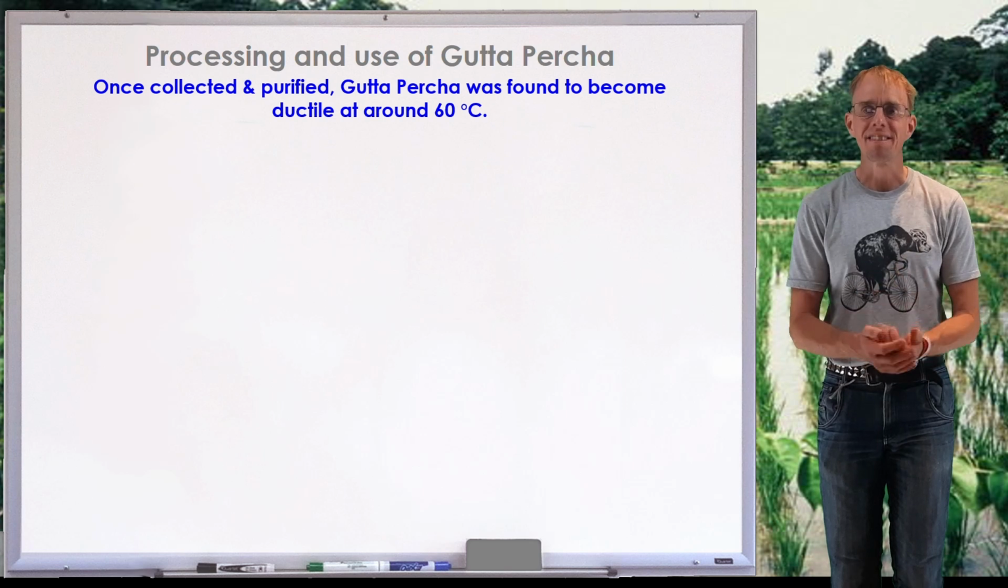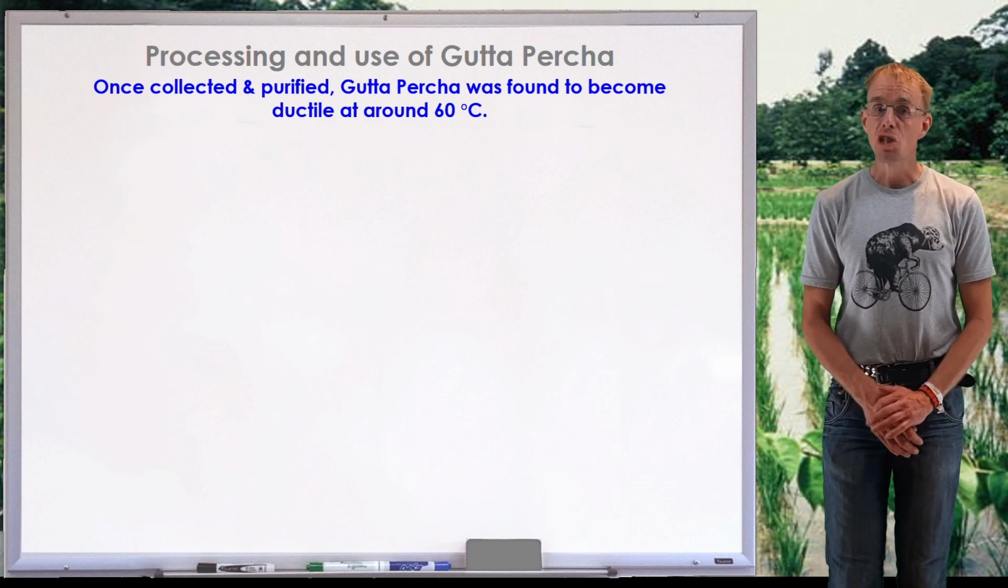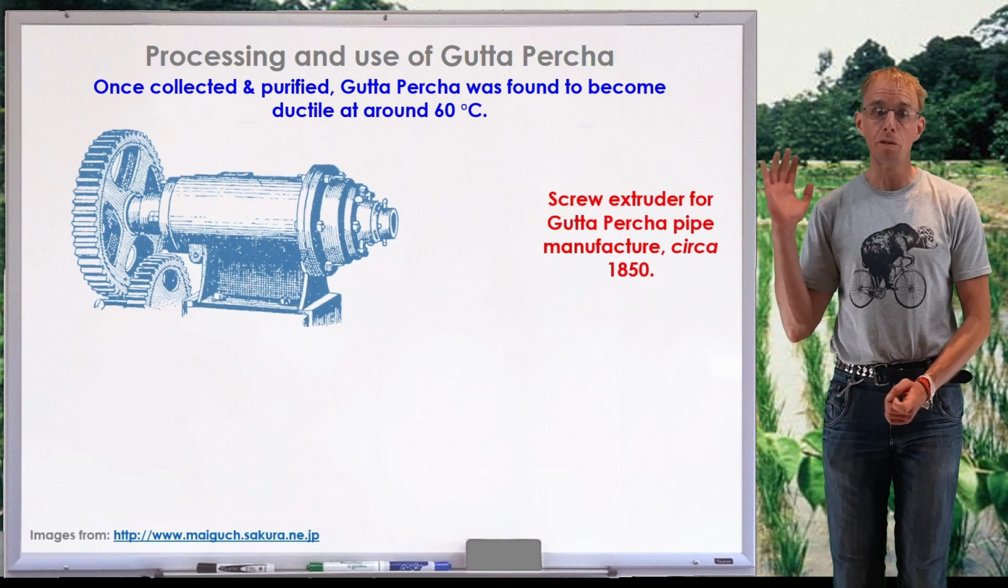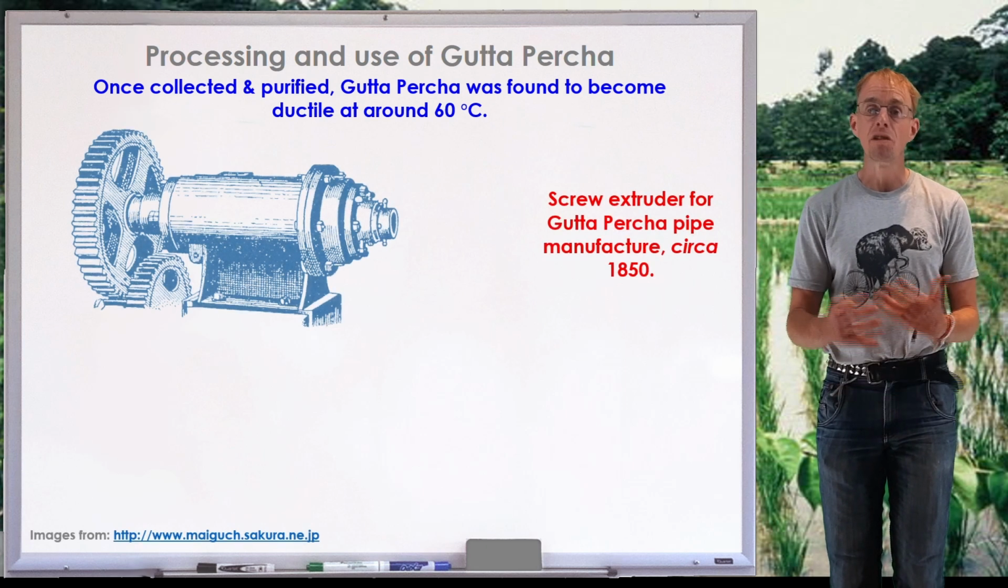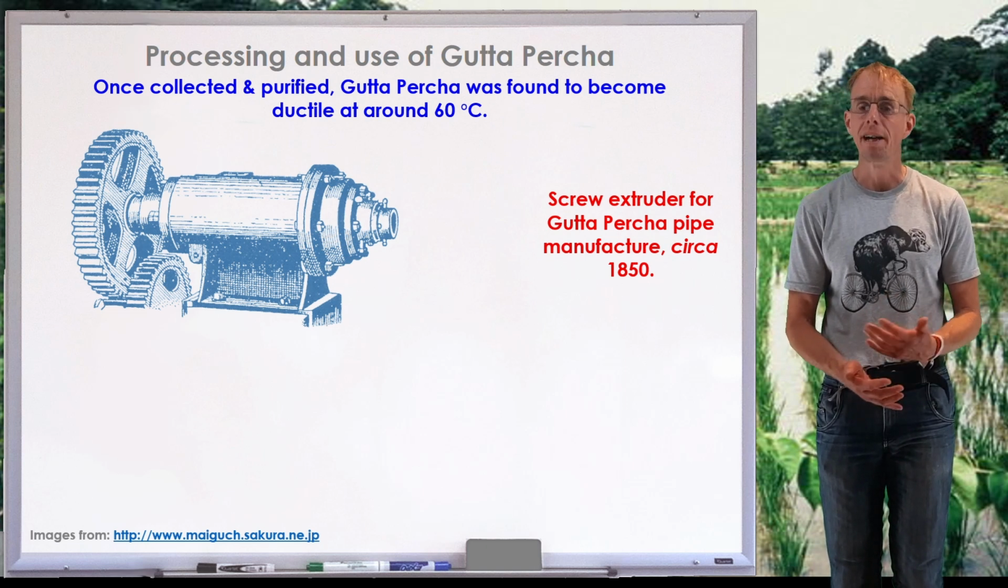So that ductility and that formability allowed many, many innovations from about 1840 or 1850 onwards. One of the machines that was invented to process gutta-percha was the screw extruder. And there on the whiteboard is a representative image of one of the first screw extruders that were used for making gutta-percha pipes. And that again dates from around 1850 or so.